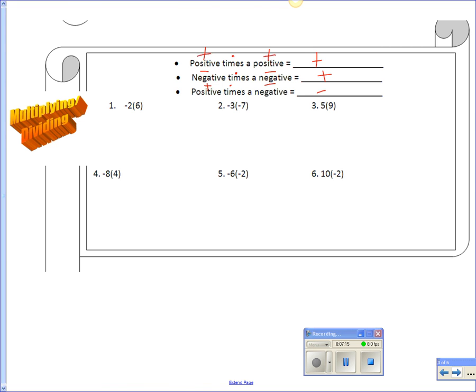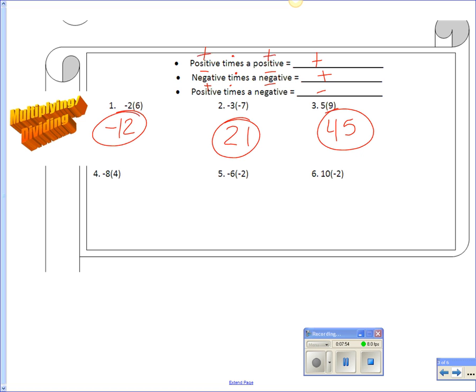So number 1, Abby, negative 2 times 6. What would that give you? A negative or a positive? And then 2 times 6? Very good. So you get negative 12 as your answer. Okay. Number 2, Destiny, negative 3 times negative 7. Very good. Positive or negative? Very good. Positive 21 because it was a negative times a negative. Okay. Andrew, 5 times 9. Very good.